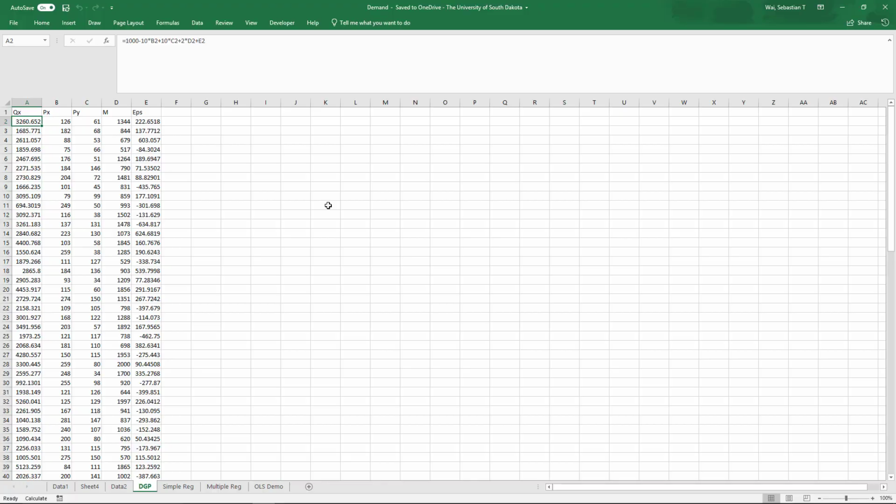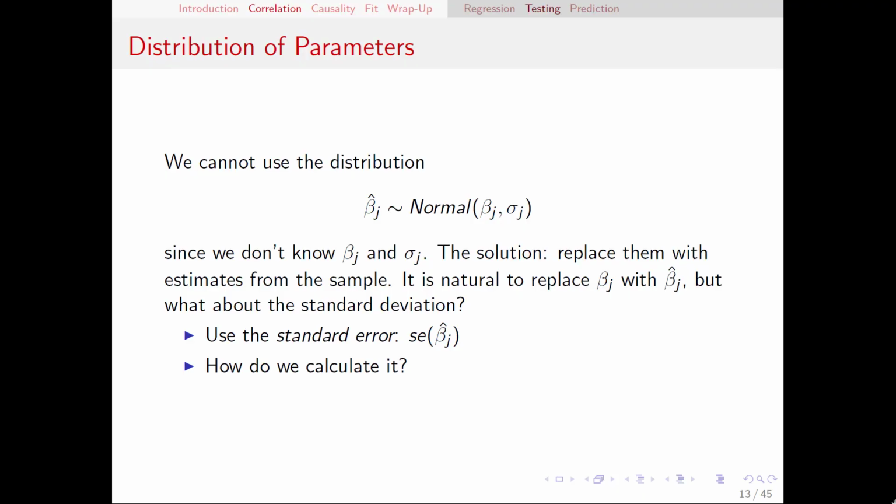As I discussed earlier, our estimates, the beta hats, are normally distributed with a mean of beta and a standard deviation of sigma. We can't use this distribution, though, because we don't actually know what beta and sigma are. Those exist in the population, and anything that's in the population we can't see because we don't have access to the full population. The solution to this is that we are going to estimate them.